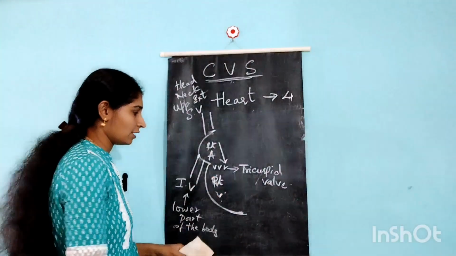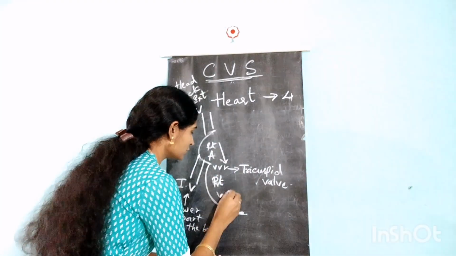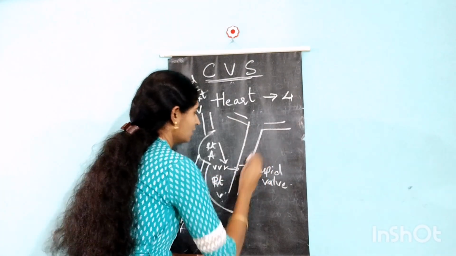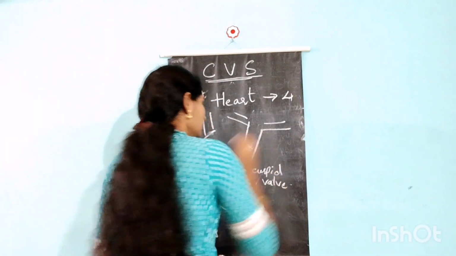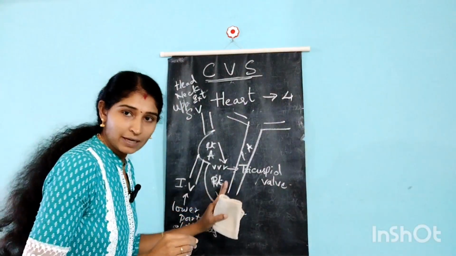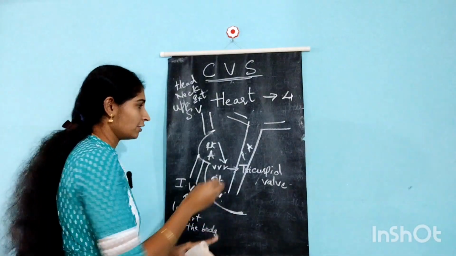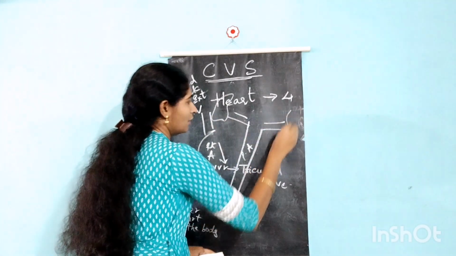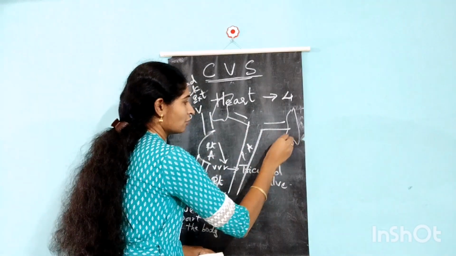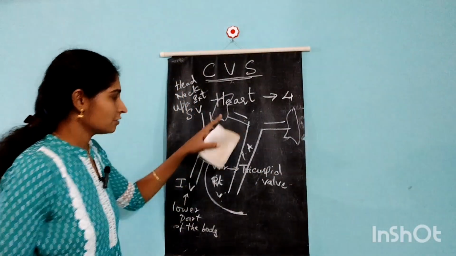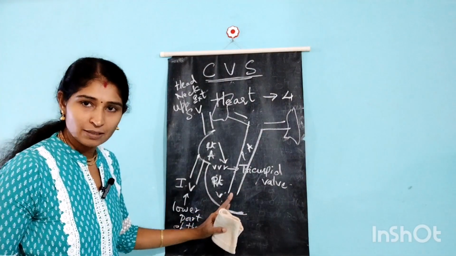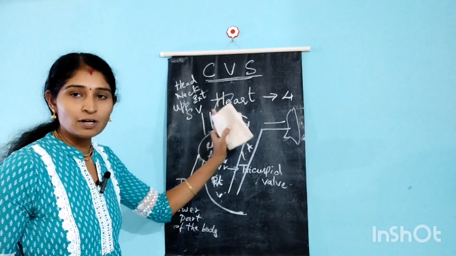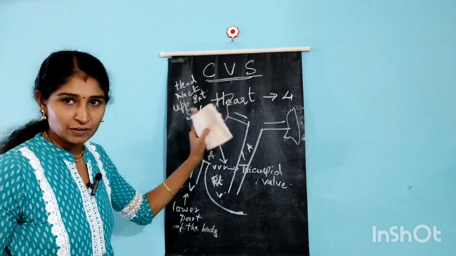Then from the right ventricle, the blood moves into the pulmonary artery and it is carried to the lungs for purification or for oxygenation.